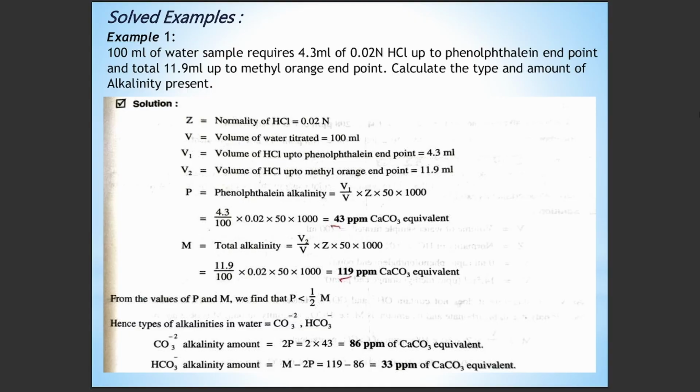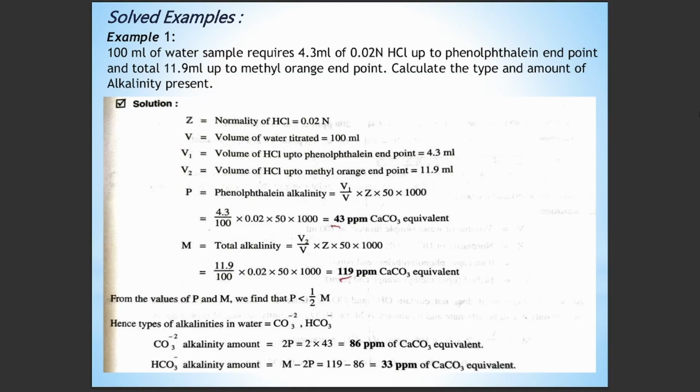Then to calculate the M, the acid is the same, so the concentration is the same, and the water sample is the same, so the volume of water sample V is also the same, Z is the same. The only difference is in V2. So you have to consider the methyl orange endpoint V2, that is 11.9.